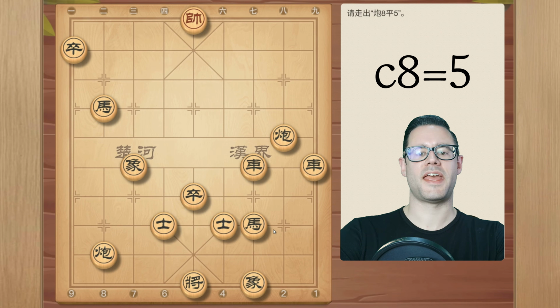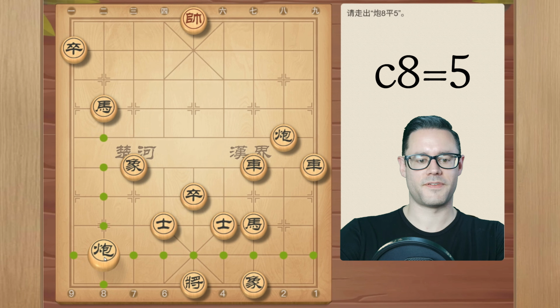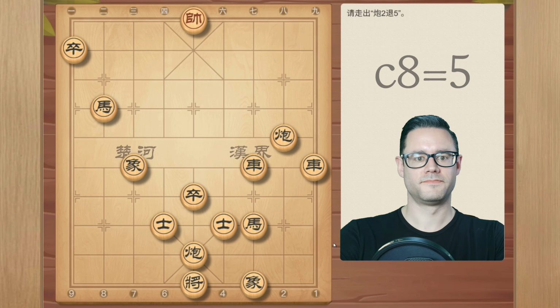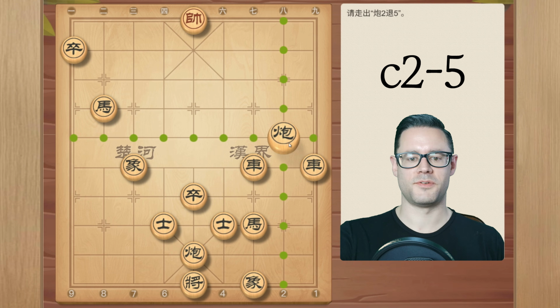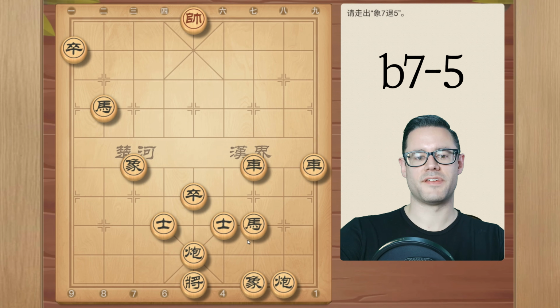And then let's do canon 8 equals 5. So we go over to our 8th file, canon 8, and move it sideways to file 5, which is right here. And that actually is putting a check on the general. And then c2 minus 5. So canon on file 2 goes backwards 5 spaces. Canon on file 2, 1, 2, 3, 4, 5. Backwards 5 spaces. And then b7 minus 5.